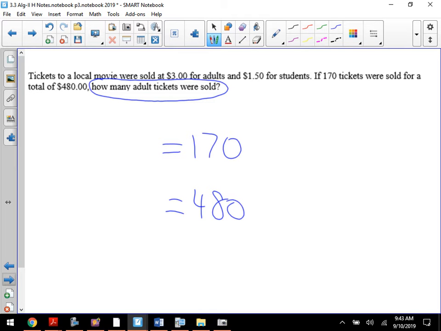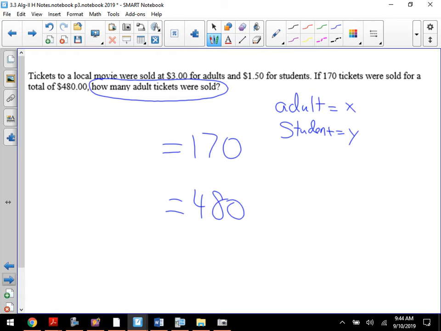Now, it talks about tickets. It talks about adult and student. Now, what I like to do is I like to use X's and Y's a lot of times just because when we get to some parameter stuff, it's easier to plot them, especially if you're talking about XY coordinate systems. But you want to know which one's which. So if I say adult is X and student is Y, that only took me 10 seconds to write down.